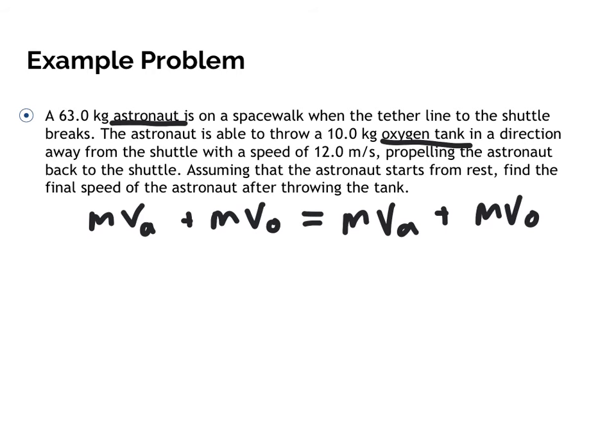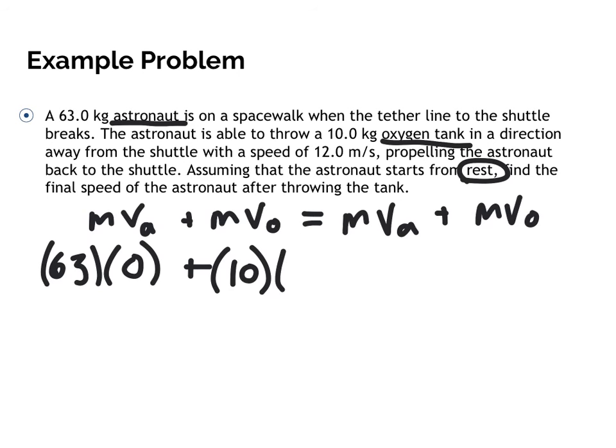So the mass of the astronaut at the beginning is 63. The velocity of the astronaut at the beginning is 0 because it's starting from rest. The mass of the oxygen tank is 10. The velocity of the oxygen tank was 0 because it was again starting at rest. So overall we actually just have a 0 initial momentum. My mass didn't change, so we have 63 for the astronaut at the end.